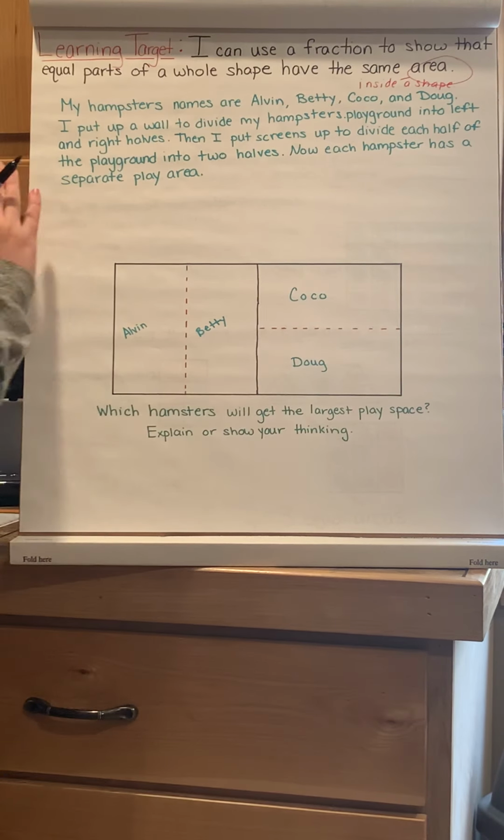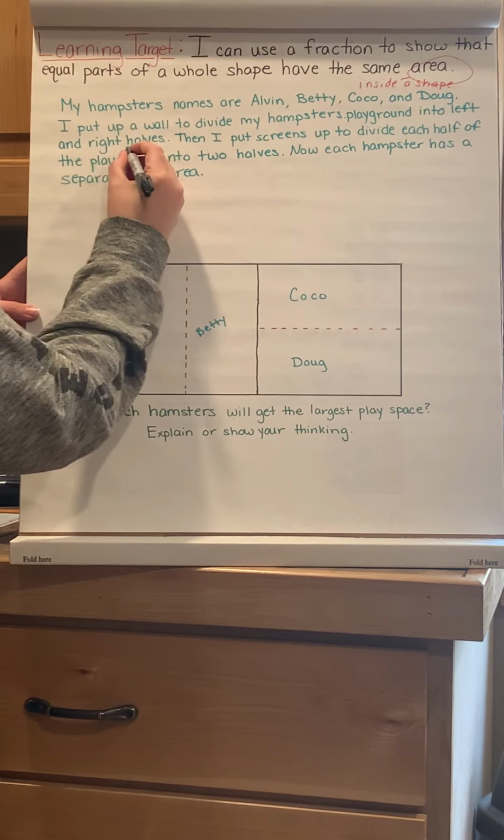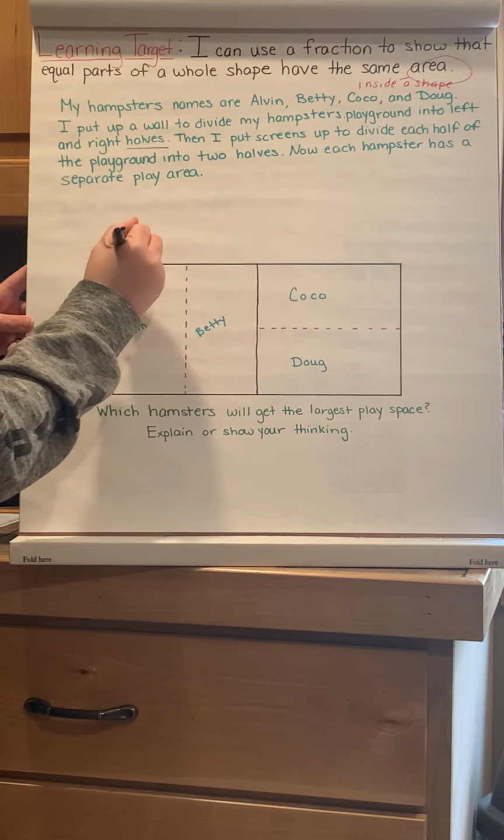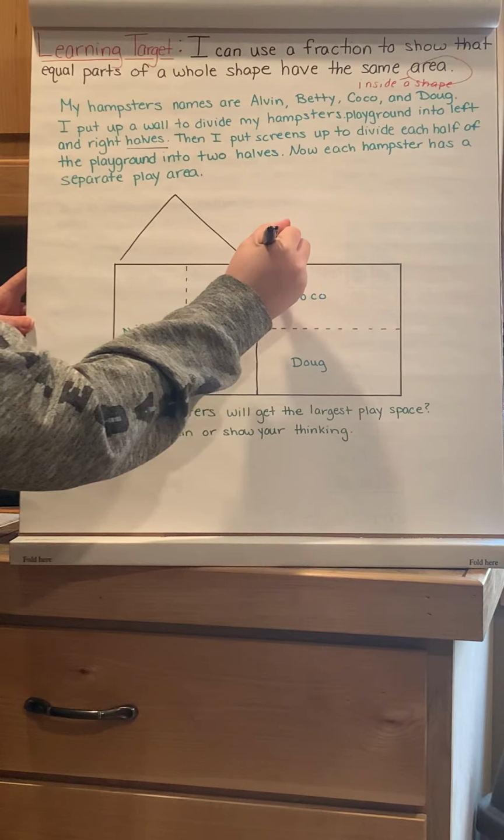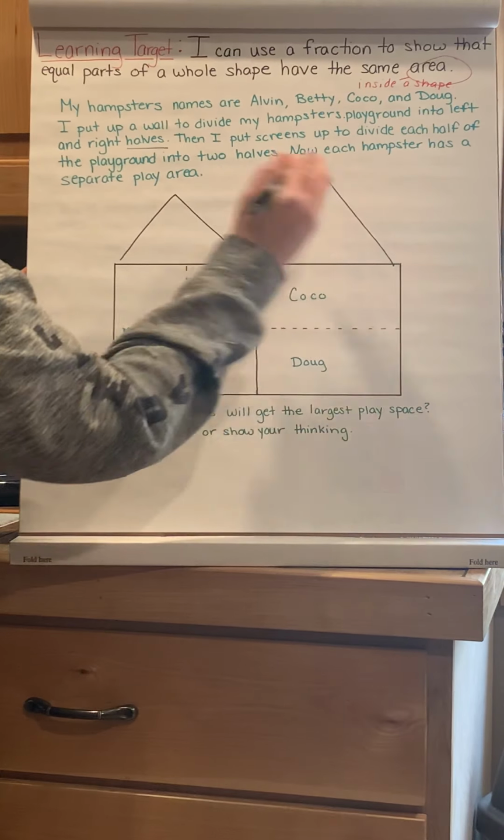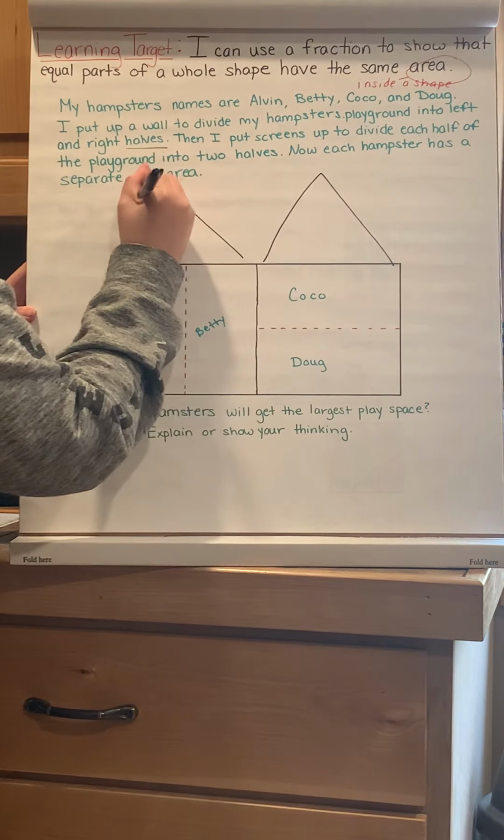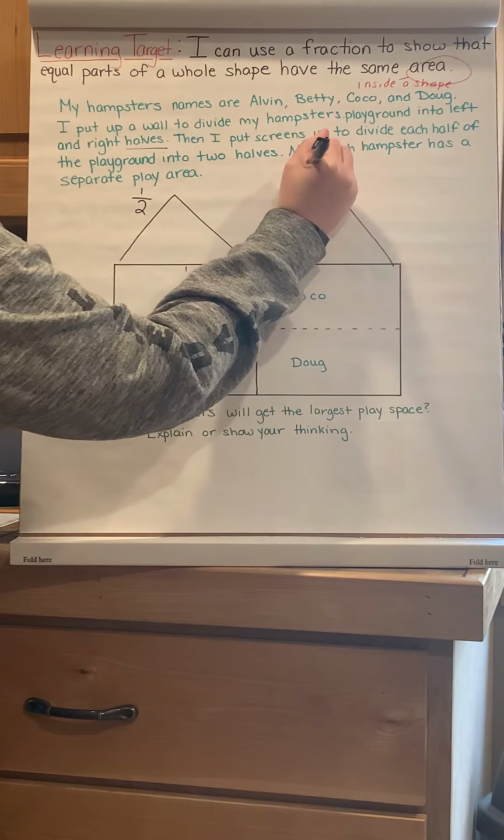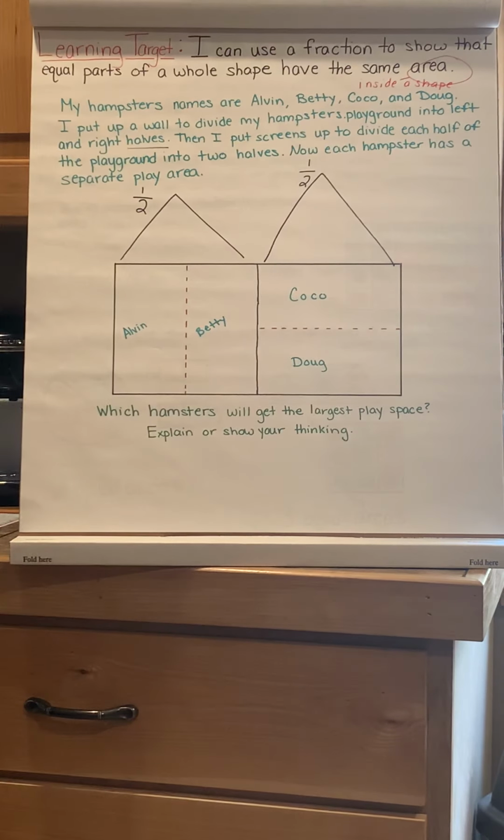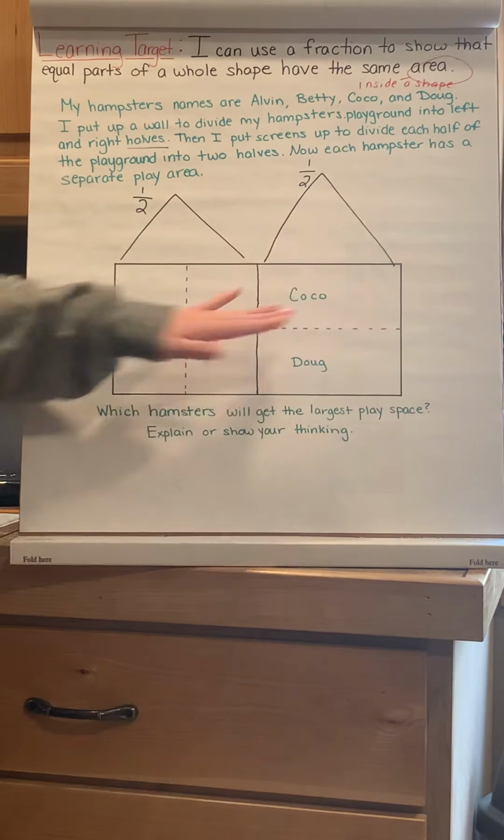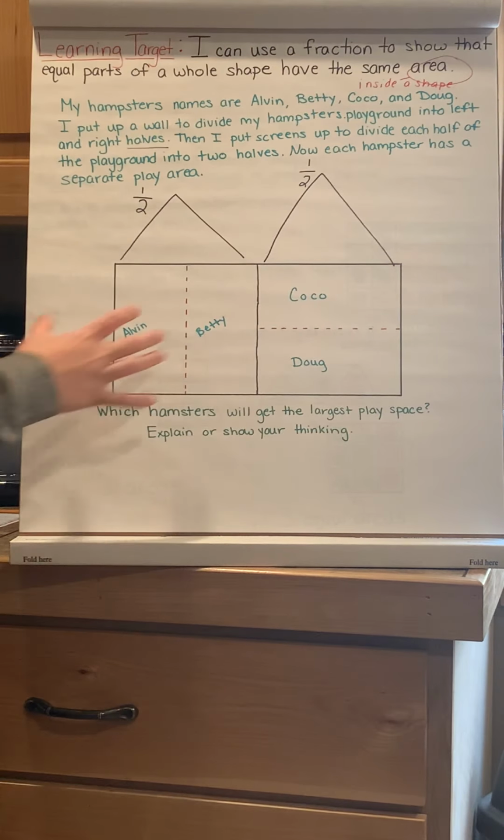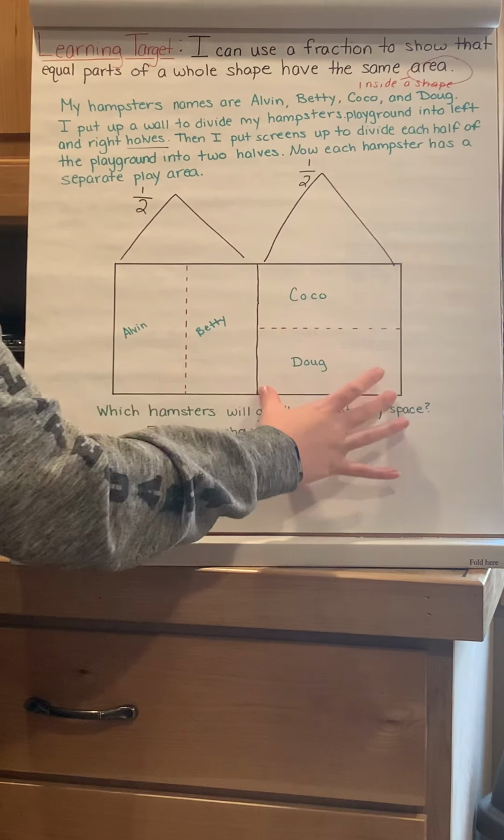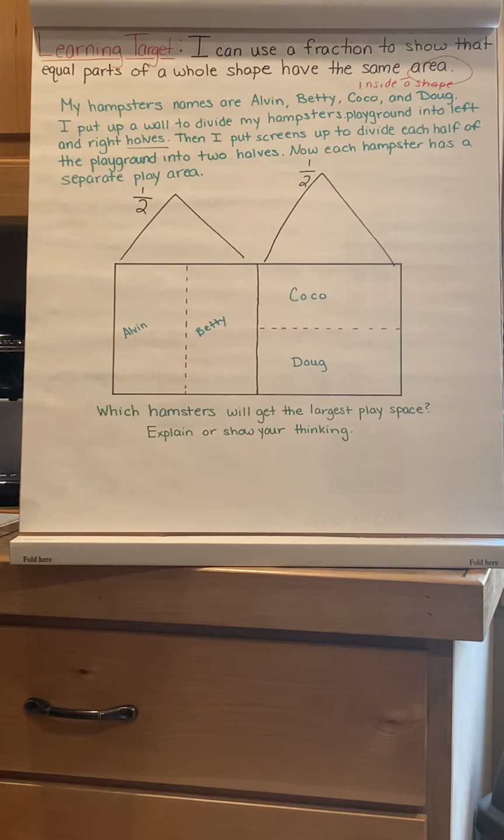Notice I said I put a wall up to divide the left and the right into halves. This and this are both a half. Equally split, so these are going to be the same size, meaning their area is going to be the same as well.